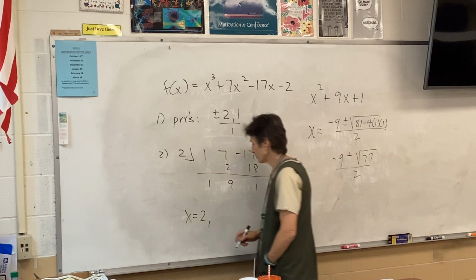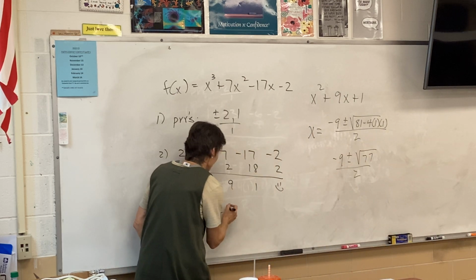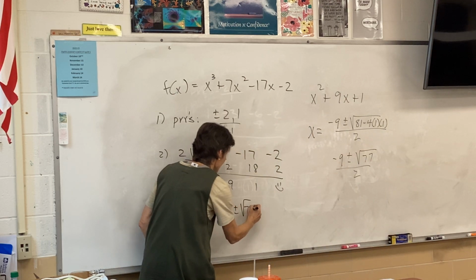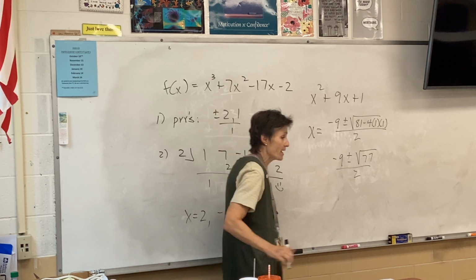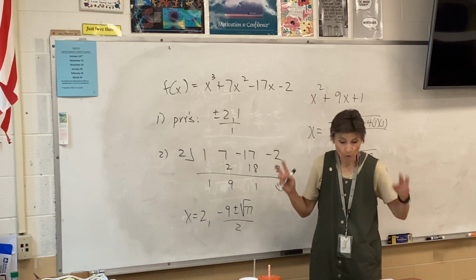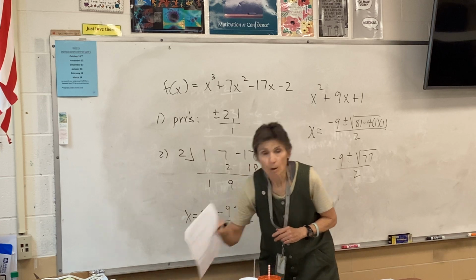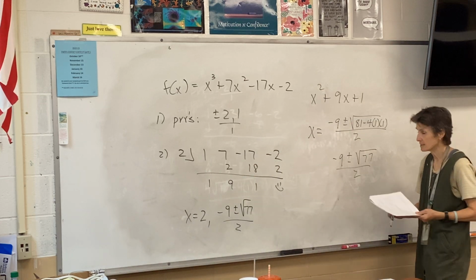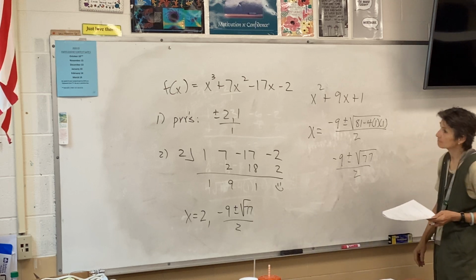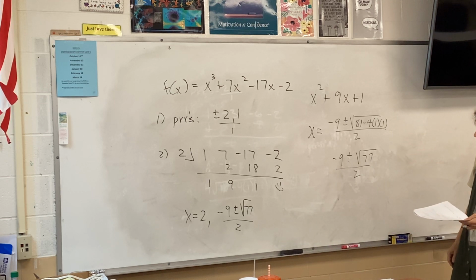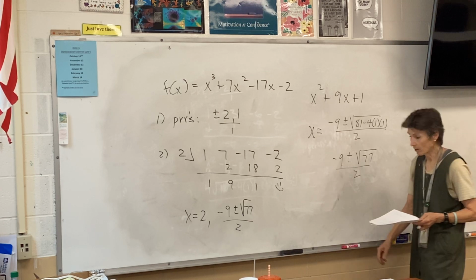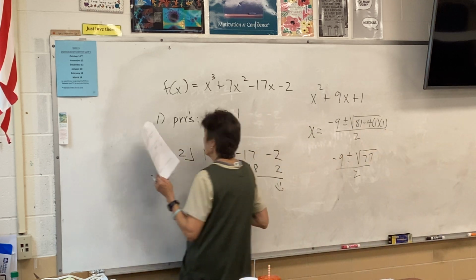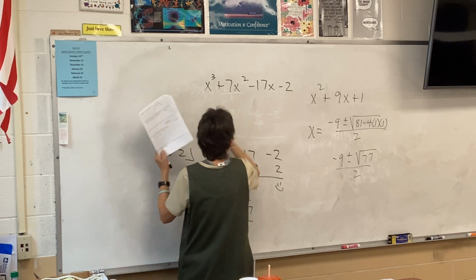And there are your other 2 roots because that does not simplify. So negative 9 plus or minus root 77 over 2. There are your answers or your roots to this problem. Those are the x-intercepts. Those are the solutions to the problem. Okay. Well, that took up about all the space I have, so I'm going to go ahead and erase now.